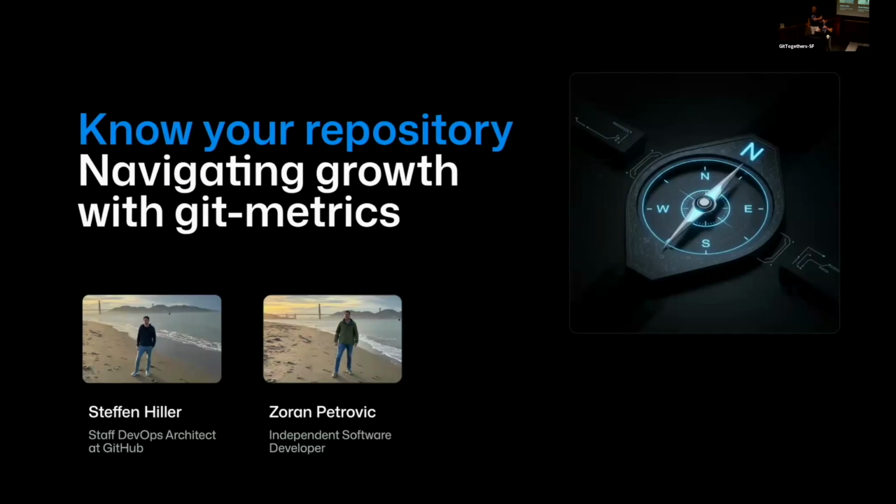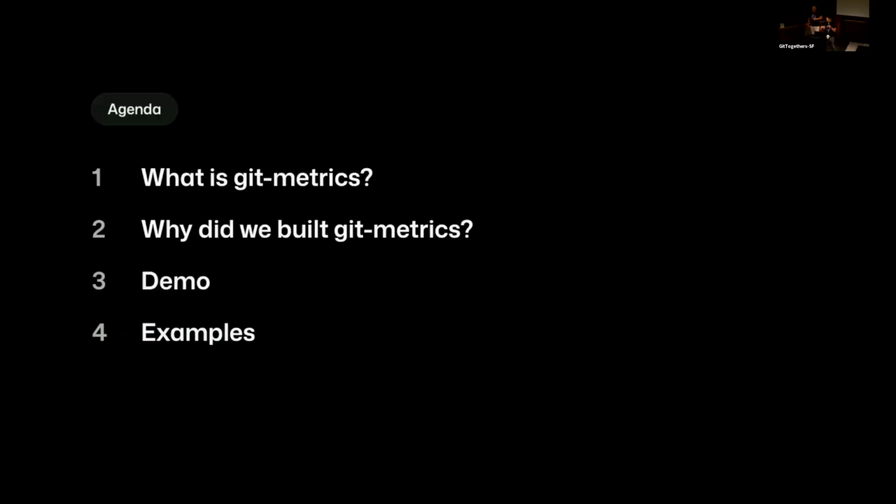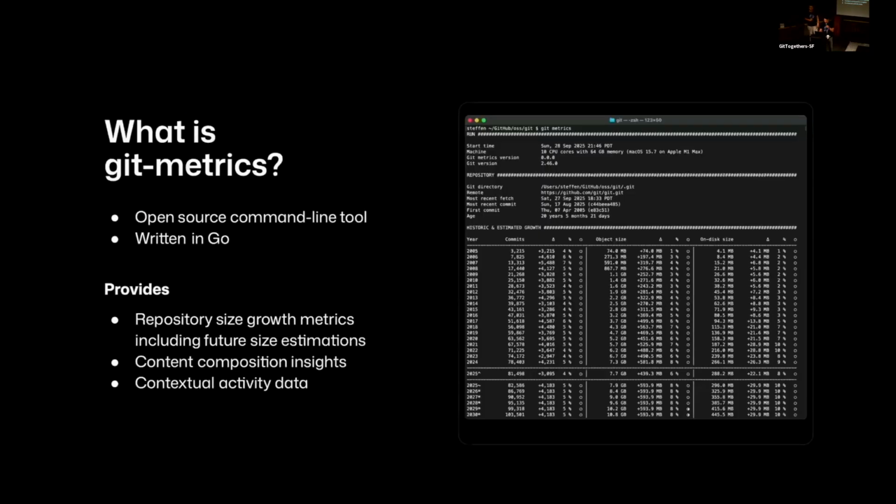So just a quick overview of what we will talk about. We will show you what Git-Metrics is, then why we built it, and then we have a short demo, and then we go through examples where we go a little bit deeper into what it shows. Git-Metrics is an open source command line tool written in Go. It provides repository size growth metrics, including future size estimations, content composition insights, as well as contextual activity data.